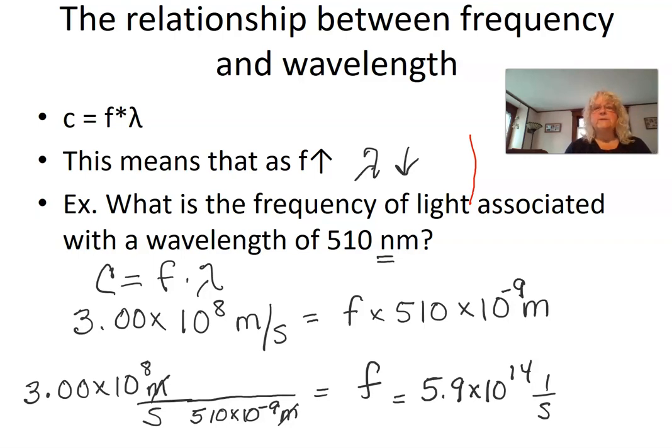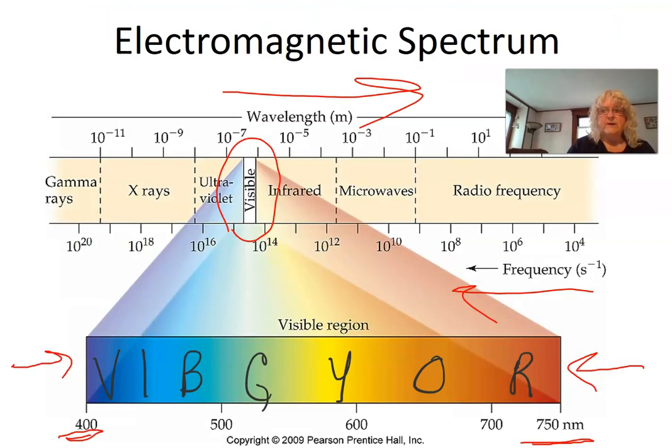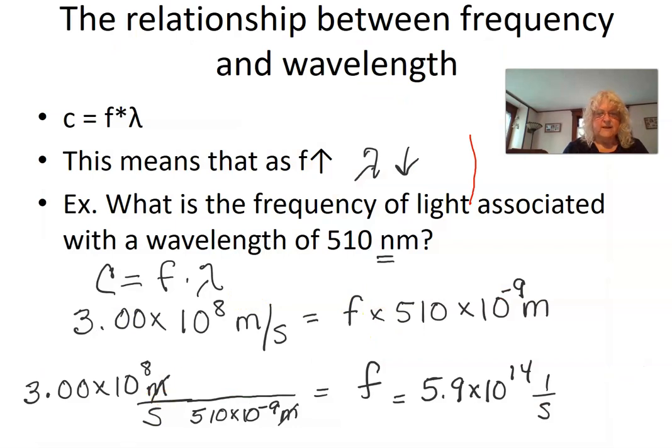So let's plug into this equation. Let's do a simple calculation. It says, what's the frequency of light associated with a wavelength of 510 nanometers? So I wrote my equation. c is a constant, 3 times 10 to the 8th meters per second. And you notice that I replaced the nano with 10 to the minus 9th because my units have to be the same. If I have meters on one side, I have to have meters on the other side.